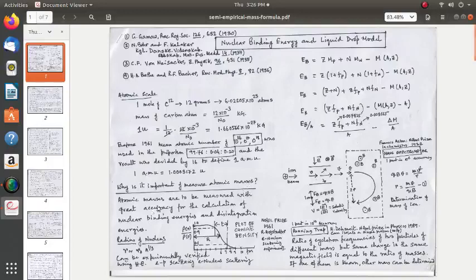That is very natural, because atomic masses need to be measured with great accuracy for the calculation of nuclear binding energies and disintegration energies, because these tiny differences in mass can lead to a great difference in energy by the relation E equal to mc square, because c has such a big value. That means we have to measure the masses very accurately.